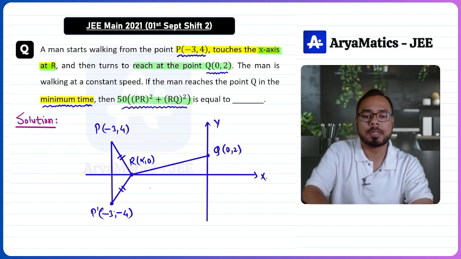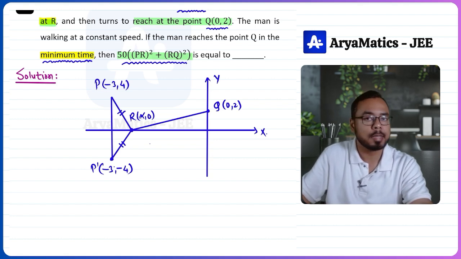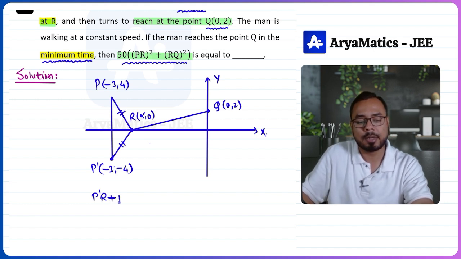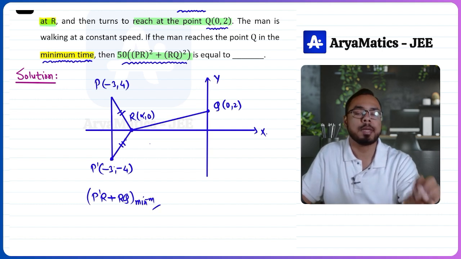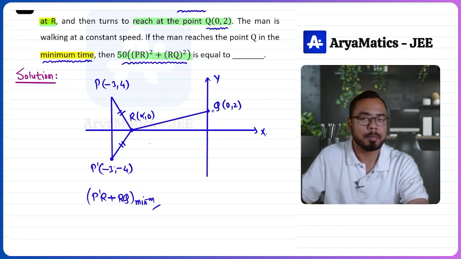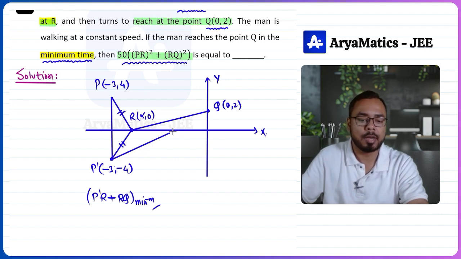So the actual problem is we have to make PR plus RQ minimum, but PR is the same as P dash R. So now instead of making PR plus RQ minimum, we'll make P dash R plus RQ minimum, because these two distances are the same. And now you can very easily see that if P dash R plus RQ is minimum, then these 3 points must be collinear, right?